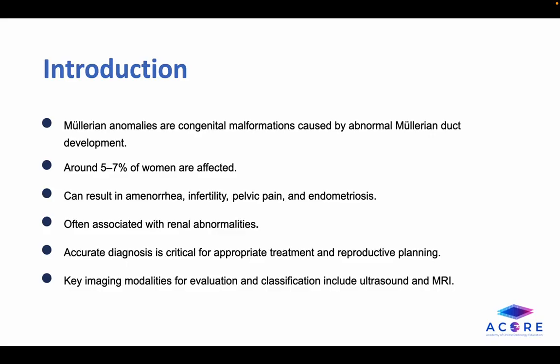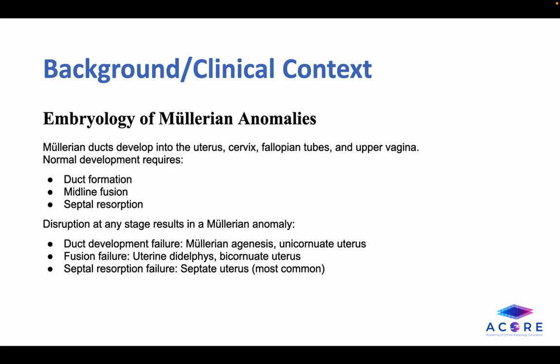Some adolescents may develop cyclic pelvic pain or primary amenorrhea because menstrual blood cannot drain normally. Others present later with infertility or recurrent pregnancy loss. Obstructive anomalies may also cause retrograde menstruation, which increases the risk of endometriosis. Because the clinical presentation varies so widely, imaging plays a central role in accurately identifying these anomalies and guiding the appropriate treatment.